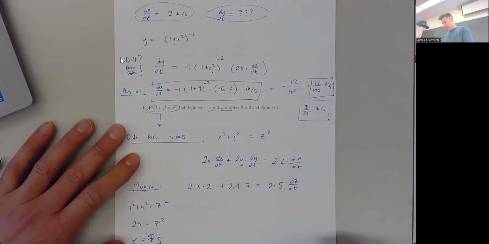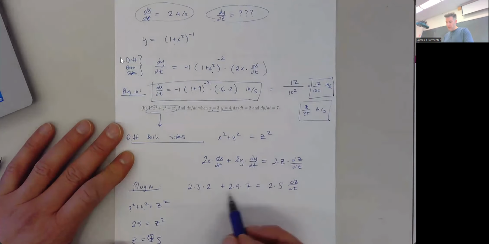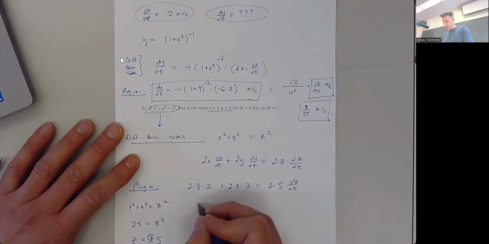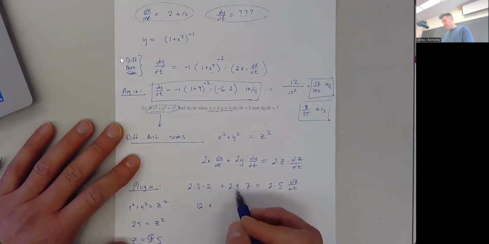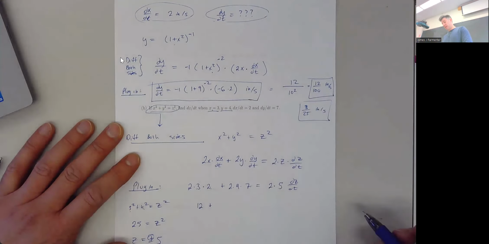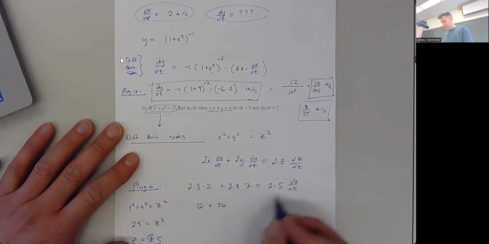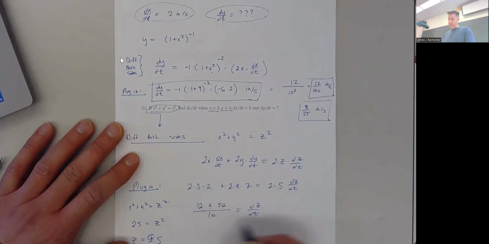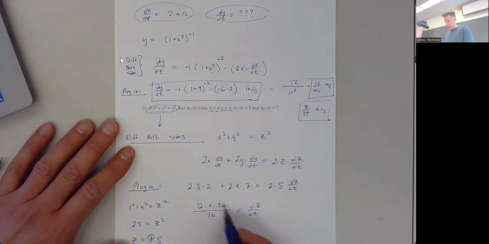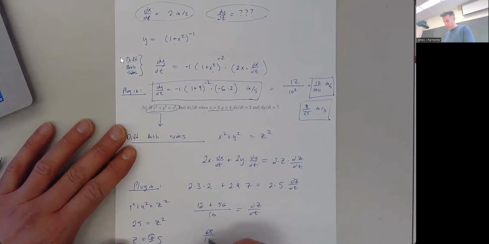So then we would add this together. 2 times 3 times 2 is 6 times 2, which is 12. 2 times 4 times 7 is 8 times 7 is 56. And then divided by 10. That's going to be dz dt. And yeah, we could simplify that. It's going to be 68 divided by 10. Or if you prefer, 6.8. I don't usually prefer decimals, but if it's division by 10, it's pretty easy to make it a decimal.